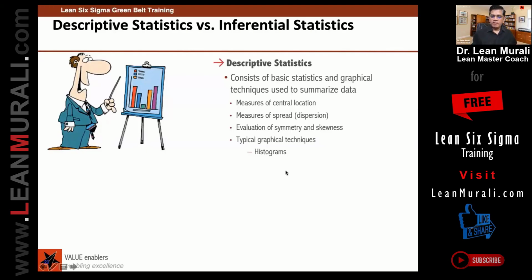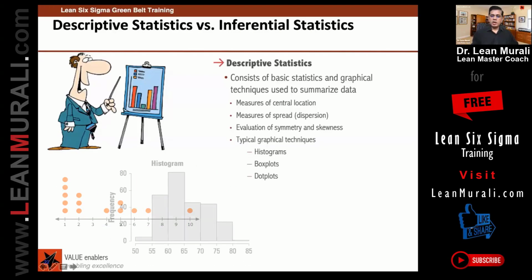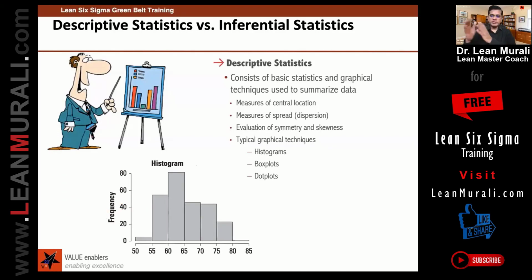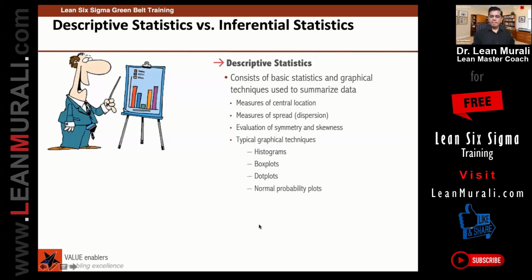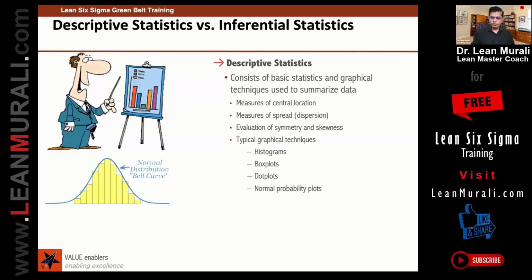So typical graphical analyses are histogram, box plots and dot plots. We have seen a histogram in the tabular column on the right side. From the time order data, we have tabulated it as histograms. We will also talk about the normal probability plot, and many of these things are applicable for a normal distribution.